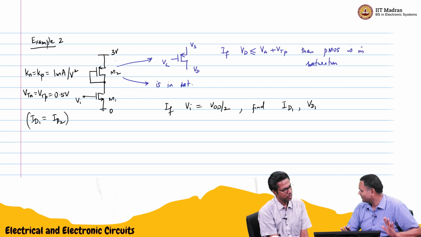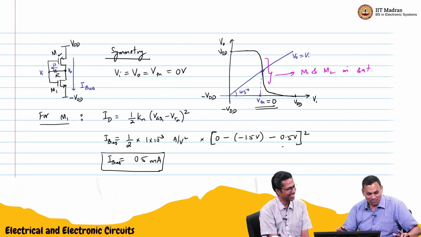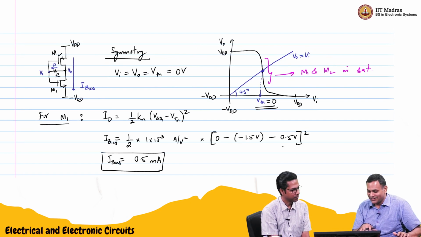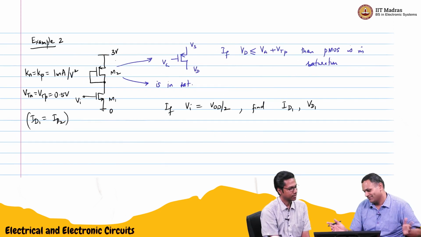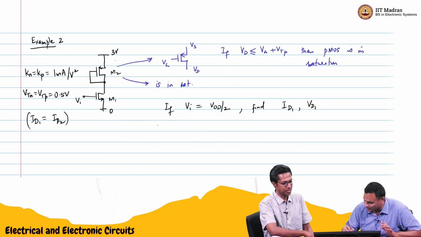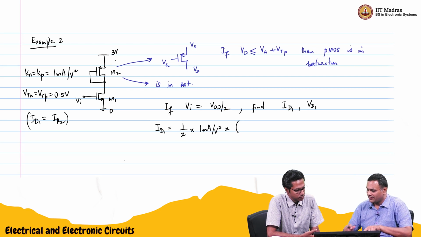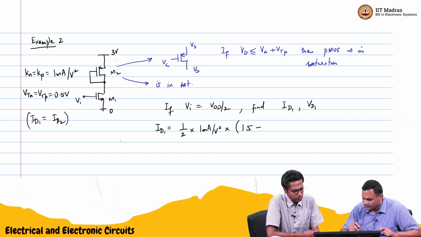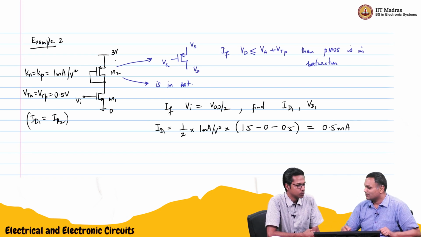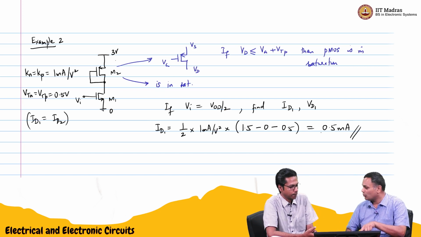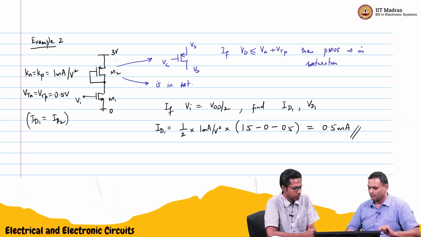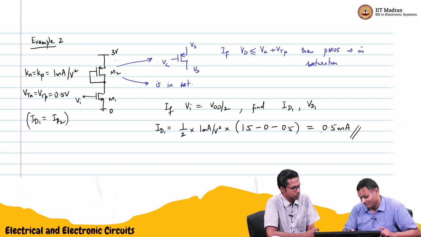Finding ID1 is relatively straightforward. It may be the same value, because VGS has not changed. Earlier it was 0 minus VDD, 1.5 volts. Here also it is the same thing. So we expect the same value. ID1 is half into 1 milliampere per volt squared into gate voltage VDD by 2, 1.5, minus source voltage 0, minus VT 0.5. As you clearly pointed out, it's the same as before. So the bias current of both M1 and M2 is 0.5 milliamperes, same as before. But now we want to find out VD1. How do we find that out?